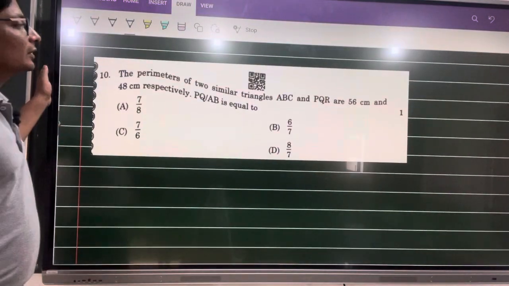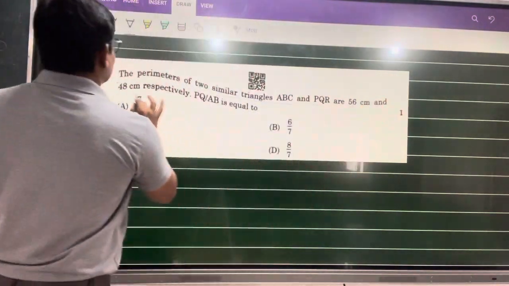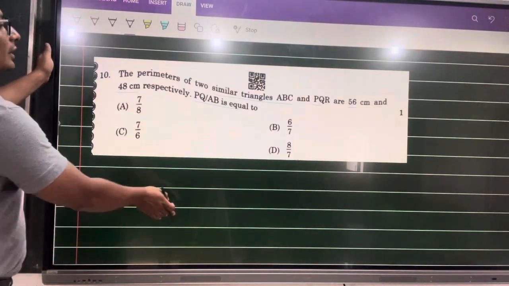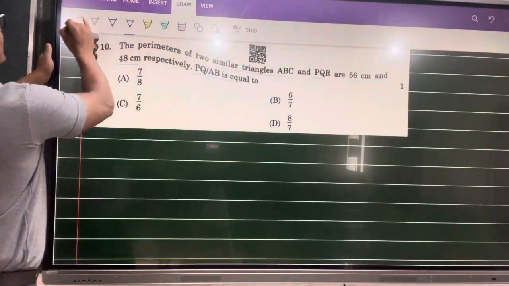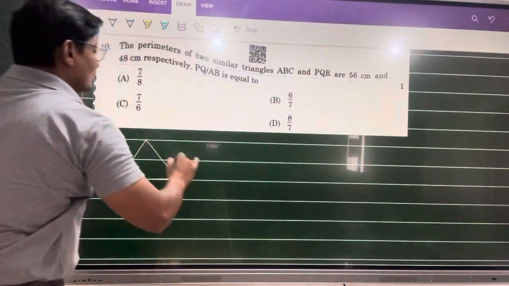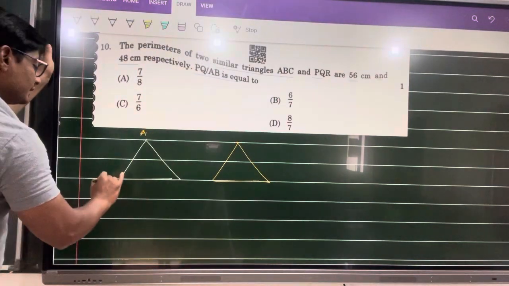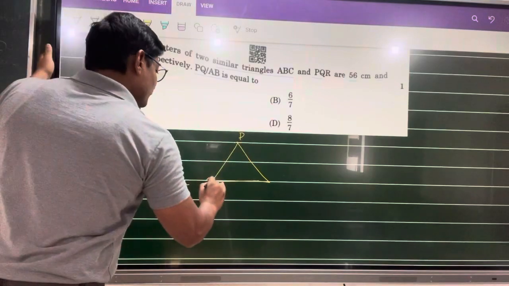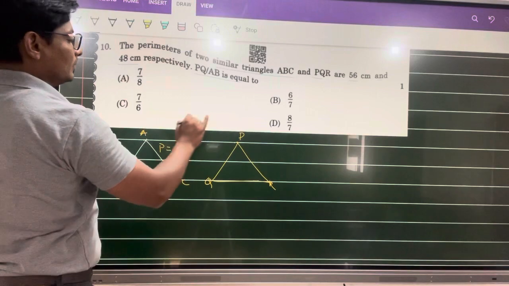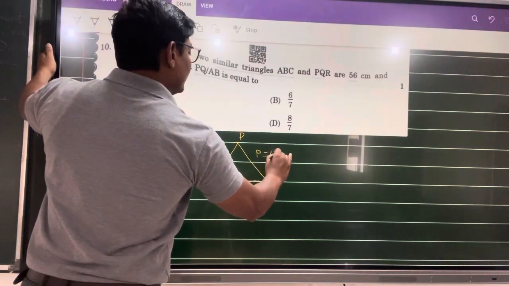Then the 10th question is: the perimeters of two similar triangles ABC and PQR are 56 and 48 centimeter respectively. Find PQ upon AB is equal to. So here they have given two similar triangles ABC and PQR. I'll just draw those for your reference. ABC and PQR are the two similar triangles here, and for these two triangles they have given the perimeters, 56 centimeter, and for this one 48 centimeter.